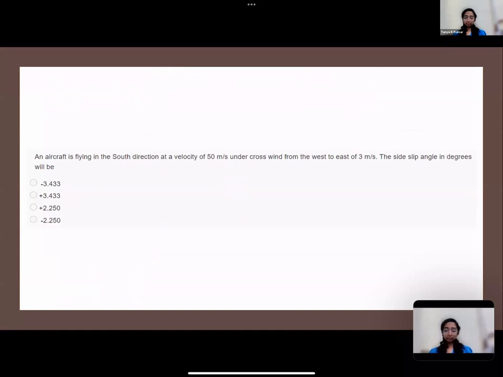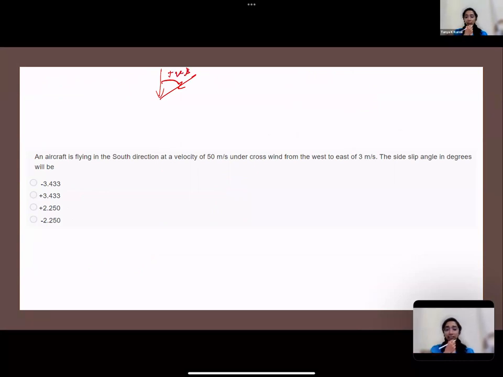An aircraft is flying in the south direction at a velocity of 50 meters per second under crosswind from west to east of 3 meters per second. The sideslip angle in degrees will be. So usually when we draw an aircraft, we show the wind coming onto the aircraft, and the crosswind is here, and this is considered positive beta.